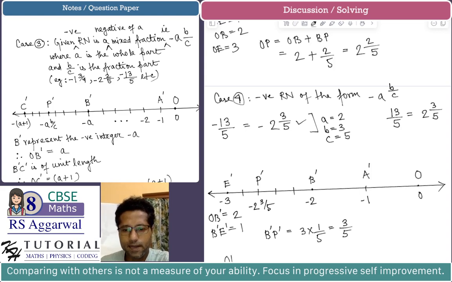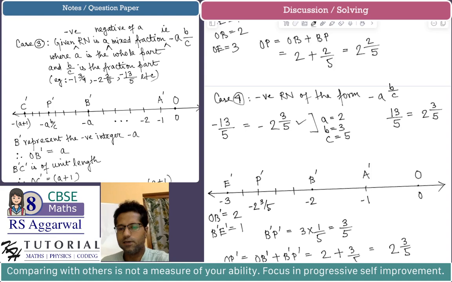And what is OP dash? OP dash is OB dash plus B dash P dash. And OB dash, we know, is 2, and B dash P dash is 3 by 5. So this is 2 and 3 by 5. And since the point P dash is to the left hand side of the origin O, the P dash will represent the rational number minus 2 and 3 by 5.